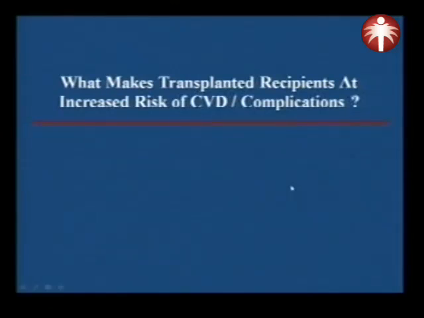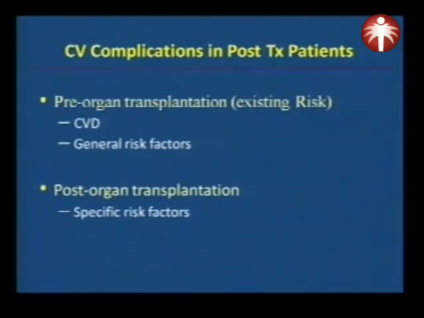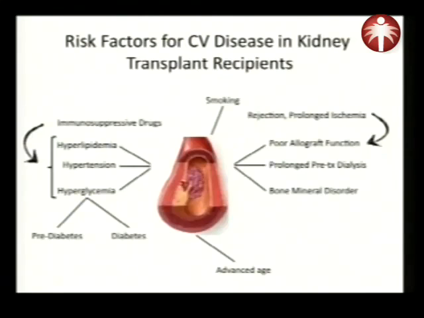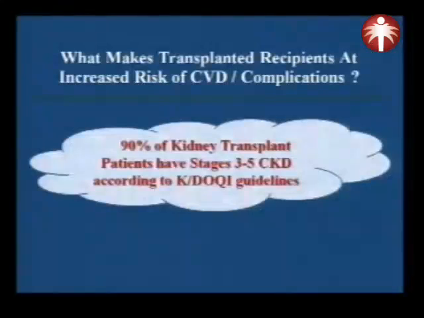So what makes transplanted recipients at an increased risk of cardiovascular disease? This is either because there is pre-existing cardiovascular disease before transplantation, or exposure to general risk factors, or something more specific after organ transplantation, in particular immunosuppressive medication. Taking kidney transplantation as an example, there are many factors contributing to cardiovascular disease after kidney transplantation. But one important thing, which has been shown by KDOQI guidelines, is that 90% of kidney transplant patients are in fact already in stage 3 to 5 of chronic kidney disease.